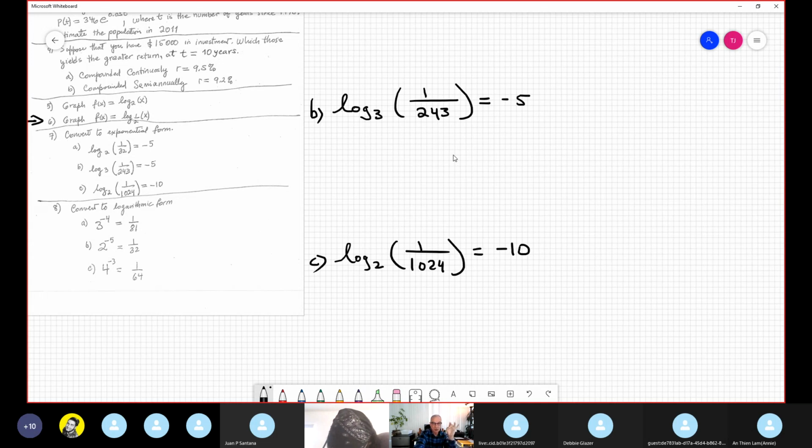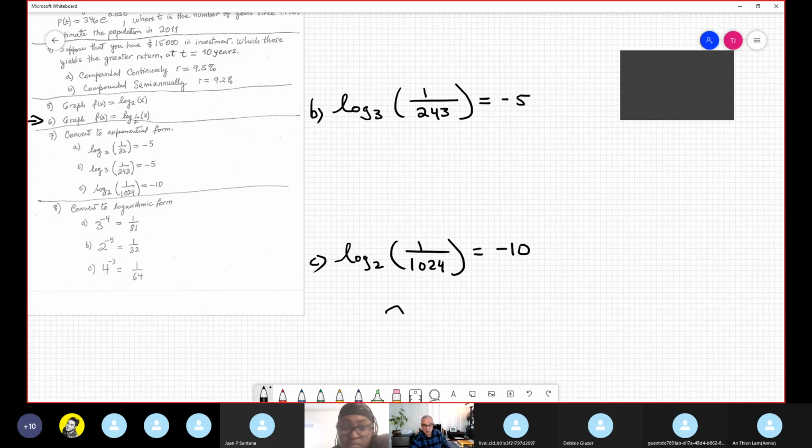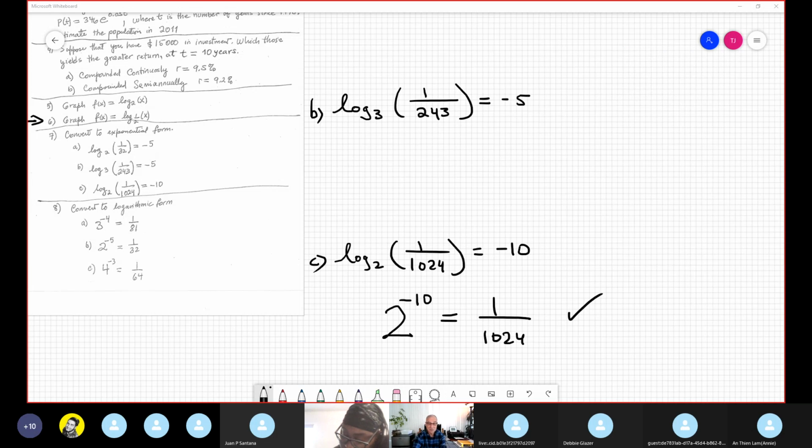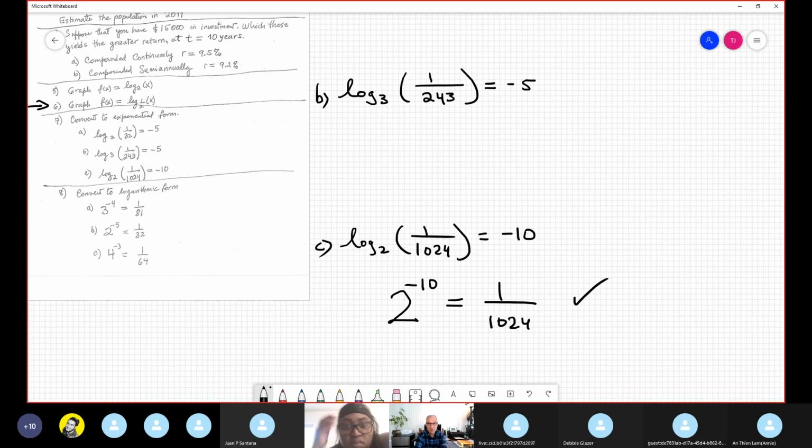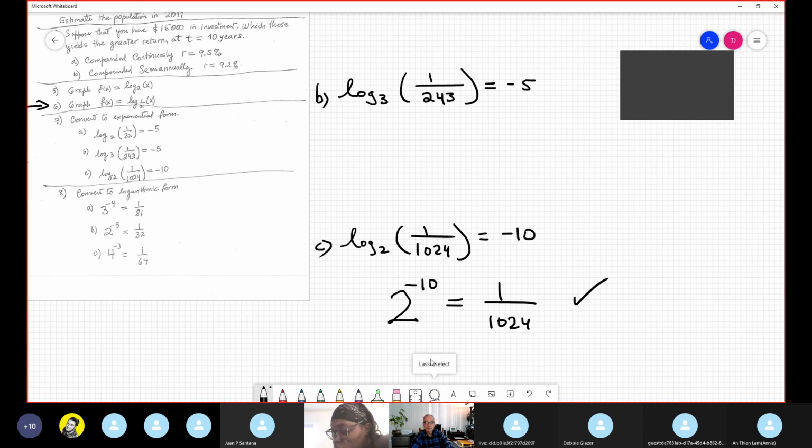Conversion: identification of the base, exponent and result. Come on, effort today. 2 to the negative 10th power equals 1 over 1024. Yasmin says 2 to the -10 is equal to 1 over 1024. This is perfect. Good. And the next one, only Yasmin, please. What is the conversion to exponential form or statement? Come on. Another. 3 to the negative 5th power equals 1 over 243.